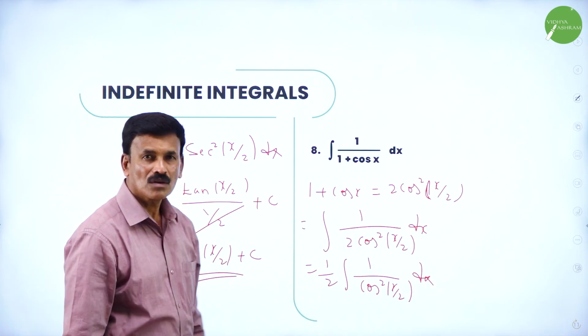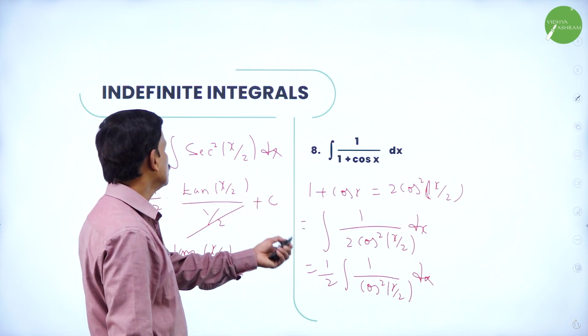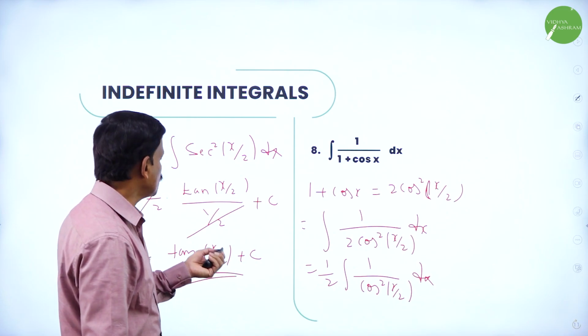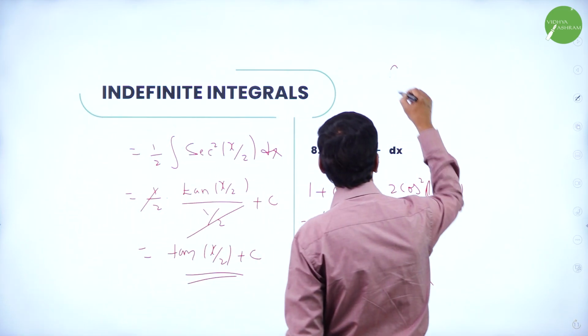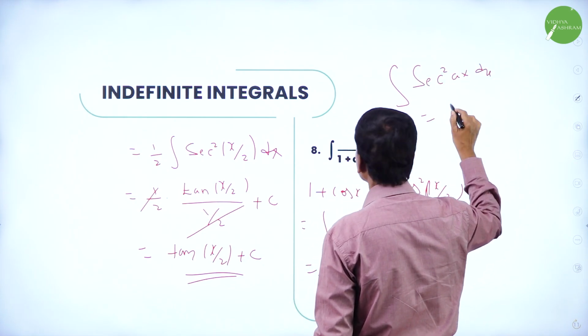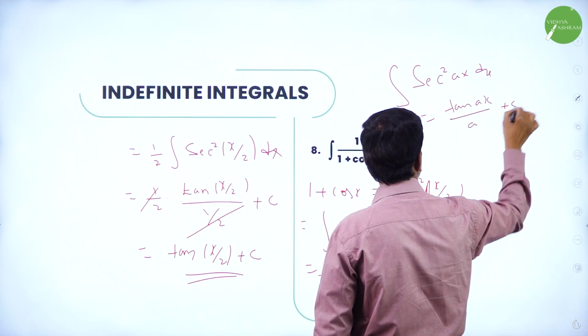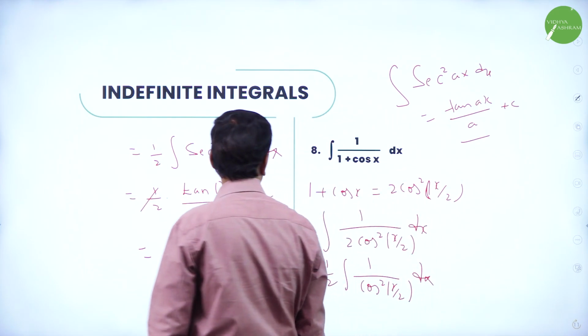That's it. Okay. Just very simple. 1 plus cos x is 2 cos square x by 2. 1 by 2 out. 1 by cos square is secant square. Integral of secant square is tan x by 2 divided by 1 by 2. That is because integral of secant square ax dx is equal to tan ax by a plus c. What is a? A is 1 by 2. That's it. Now move on to the next problem.